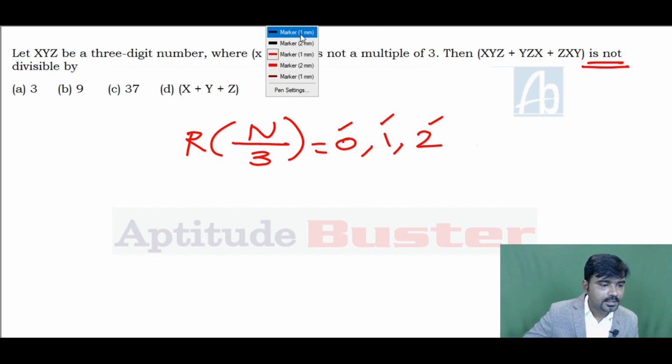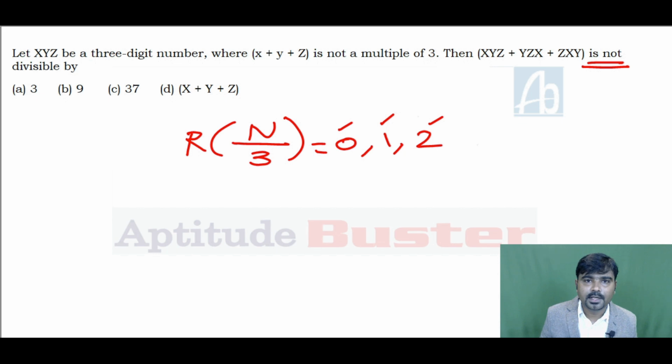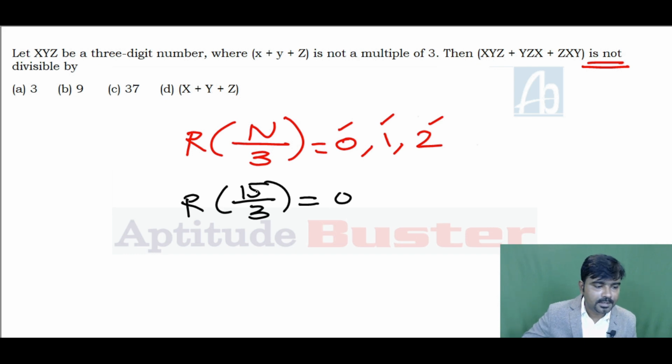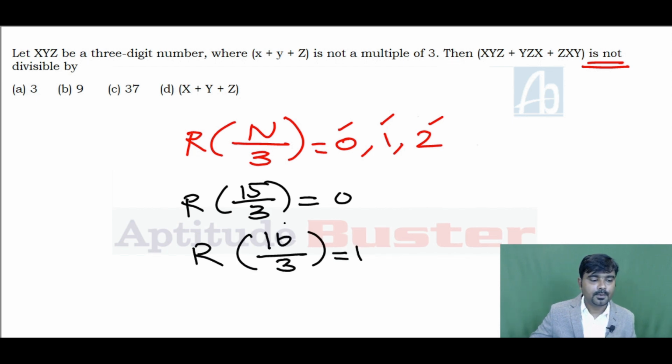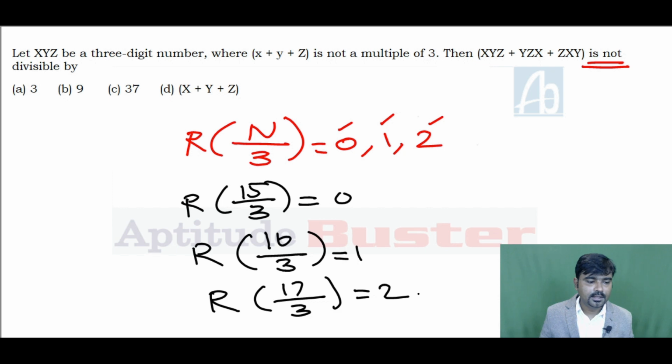Okay, in this case, you need to remember one thing. What's the divisibility rule for 3? The divisibility rule for 3 is the sum of the digits should be divisible by 3. For example, if I take 15 divided by 3, the remainder is 0. The reason is 1 plus 5 is 6, that's a multiple of 3, so the remainder is 0. Take 16 divided by 3, the remainder is 1. 1 plus 6 is 7, divided by 3, the remainder is 1. Next, take 17 divided by 3, the remainder is 2. Right? These are very simple examples. Once the sum of the digits is divisible by 3, the number should be divisible by 3.